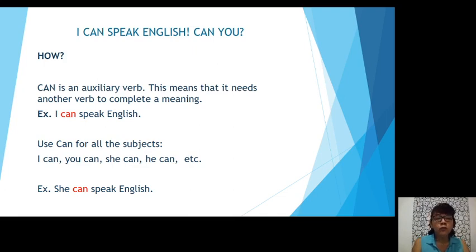You have to also use can for all the subjects. I can, you can, she can, he can, my parents can, my friends can, my dog, it can. You can use it for all the subjects. Example, she can speak English. Notice that can doesn't have an S for the third person singular because it is the same for all the subjects.